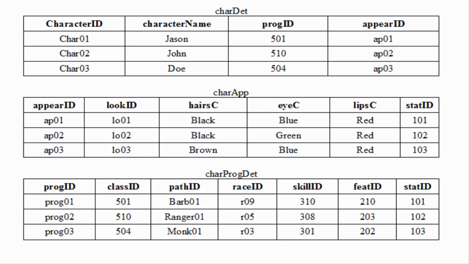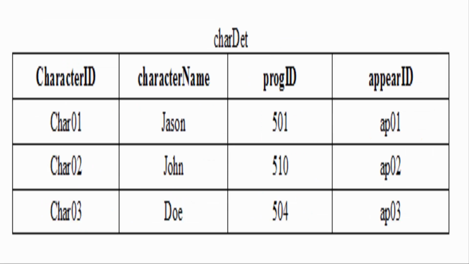As we can see, we have the character details, the character appearances, and the character progression details. The first one is character details. Character details consist of character ID, name, progress ID, and appearance ID. This is the main table of the third normalized form, with character ID as its primary key and progress ID and appearance ID as its foreign keys.